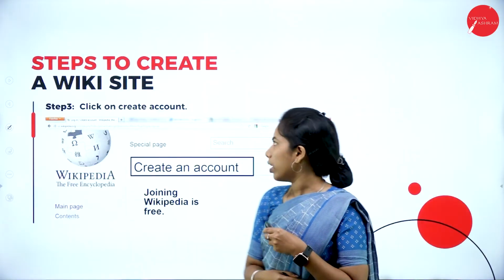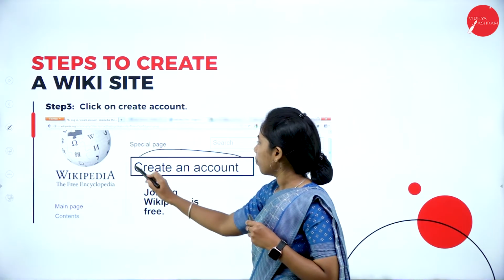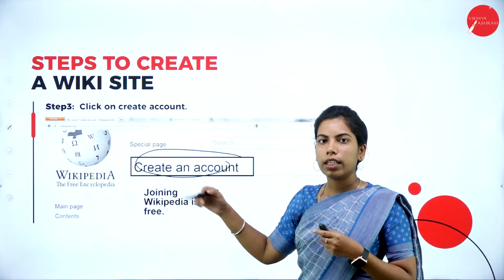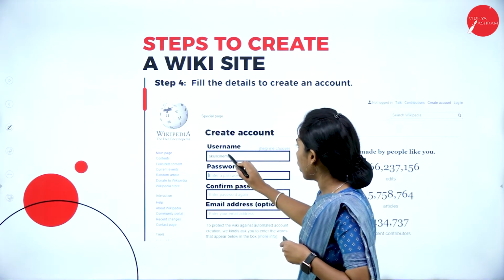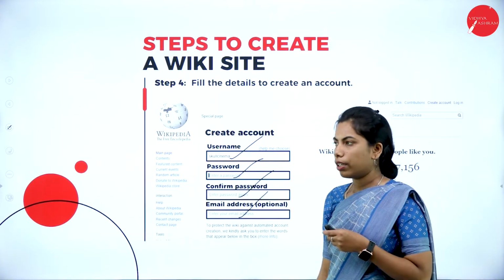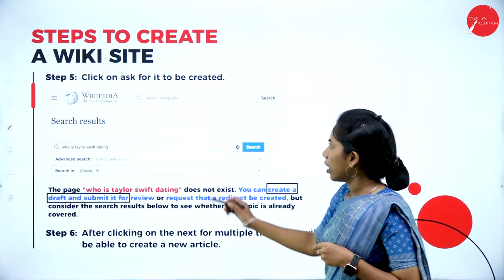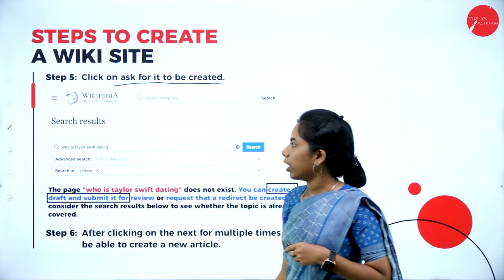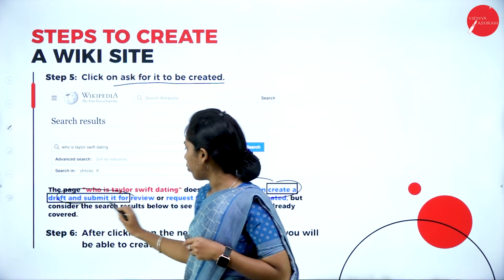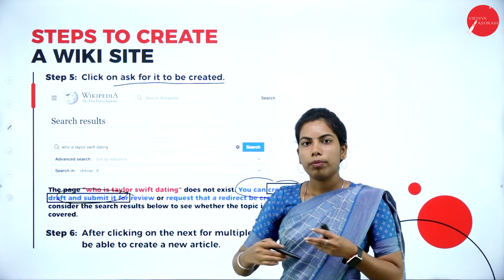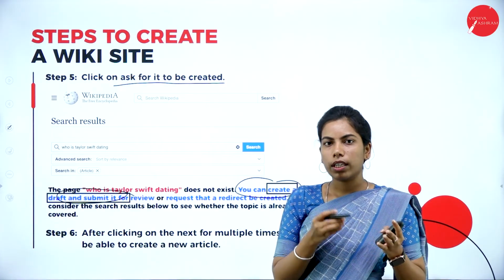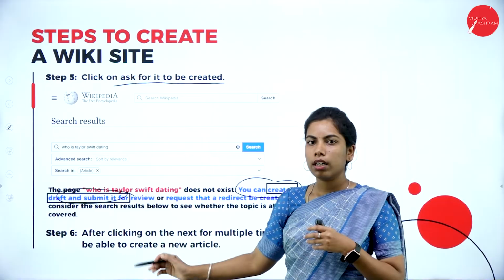After selecting the language, you can create your account. There is a button on the right, and one tab here where you can select create an account. After that, you give a username, password and confirm password, and your email address as required. After that, click on ask for the account to be created. After creating, it will ask you to create a draft and submit it for review. It will give us some draft information for creating an account, because if a user is confused about whether to create one or not, in that case you can use this.